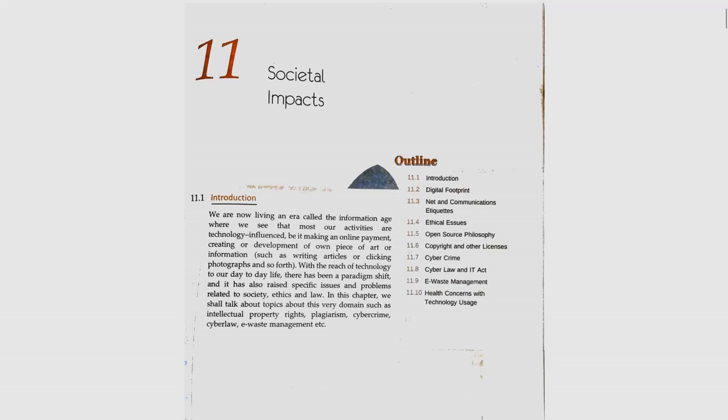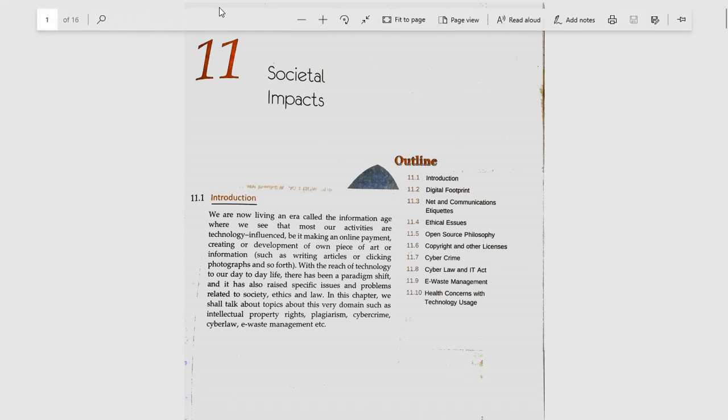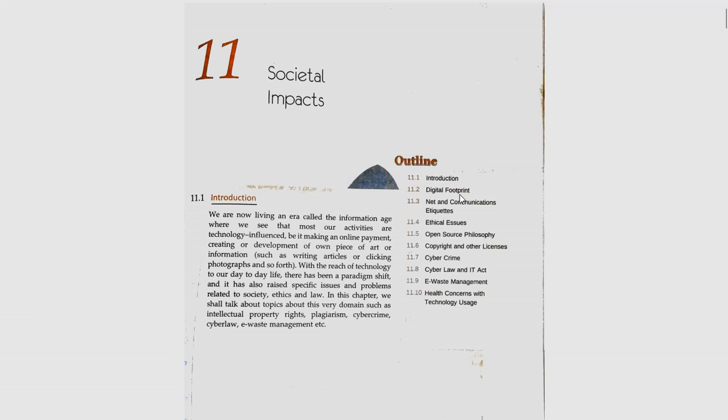Now let's see the outline, the basic parts which we have to discuss in this chapter. First is the introduction. Then we will discuss the digital footprint. Then net and communication etiquettes, then ethical issues, open source philosophy, copyright and other licenses, then cybercrime, cyber law and the IT Act, then e-waste management, and the health concerns with technology use. So all these things have to be covered in this chapter. Now let's start with the introduction part.